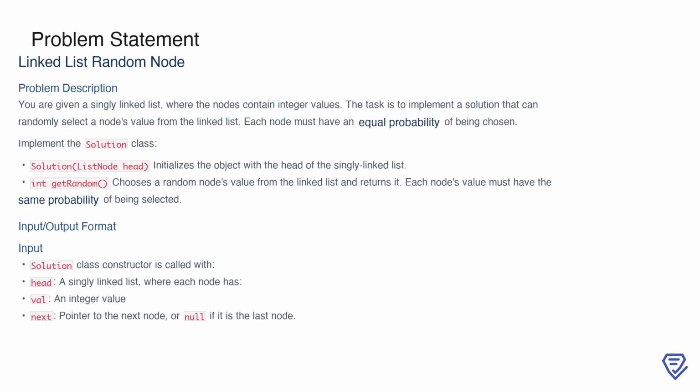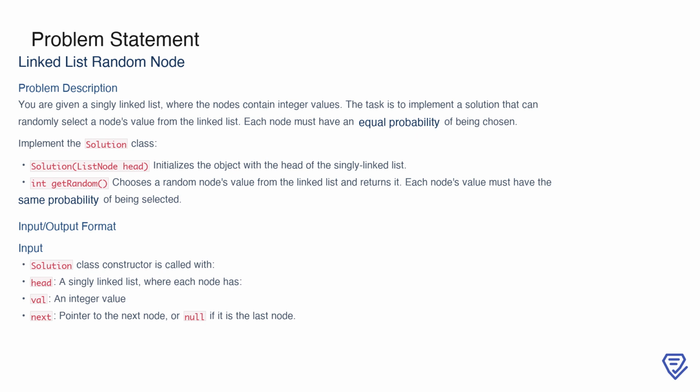Here, we are tasked with a problem involving a singly linked list. Each node in this list contains an integer value, and our goal is to implement a solution that can randomly select a node's value. The key requirement is that each node in the linked list must have an equal probability of being chosen. To achieve this, we need to design a solution class.